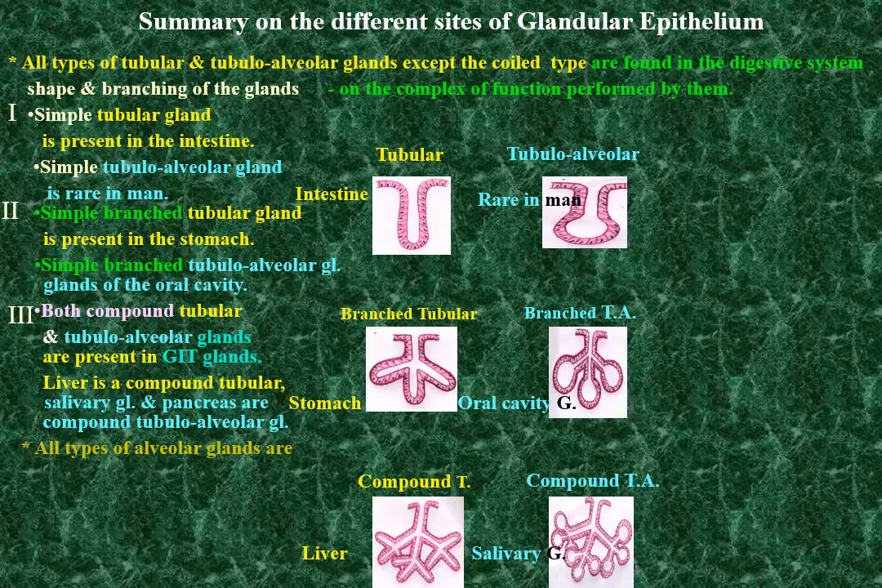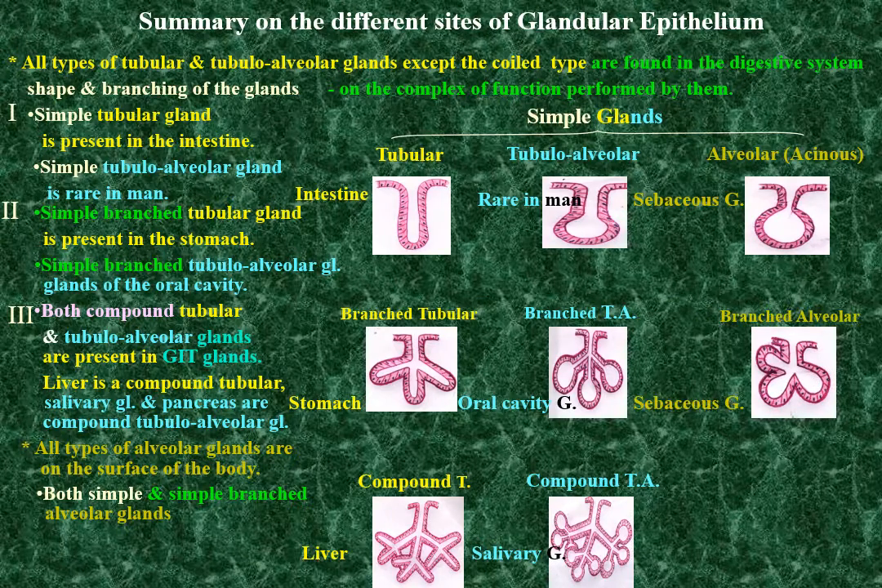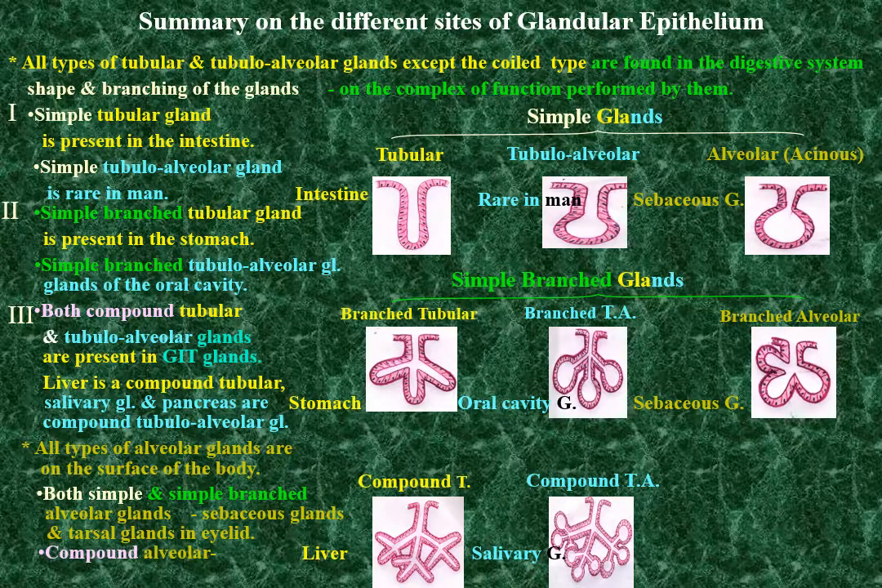All types of alveolar glands are present on the surface of the body. For example, both simple and simple branched alveolar glands are present in sebaceous glands of thin skin and tarsal glands in the eyelid, while compound alveolar glands are present in lactating mammary glands.